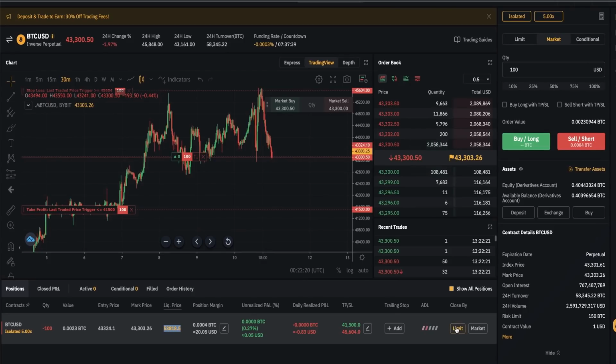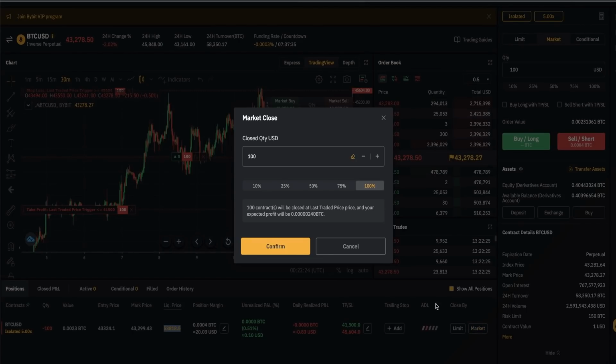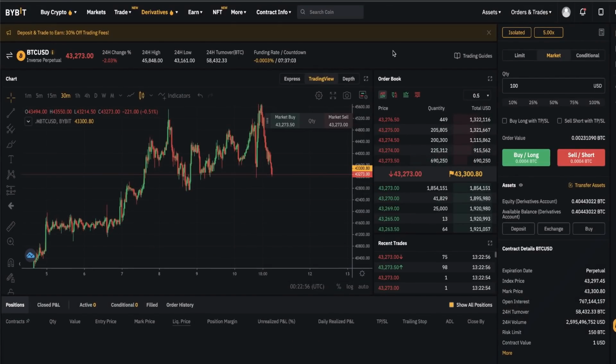And again, if you want to close out this trade, either by limit or by market, we'll click on market to close this trade. Okay, so that is how to do an inverse perpetual contract where you're using the actual asset that you're trading to fund the trade. In our example it was Bitcoin. We're using Bitcoin to trade Bitcoin contracts.